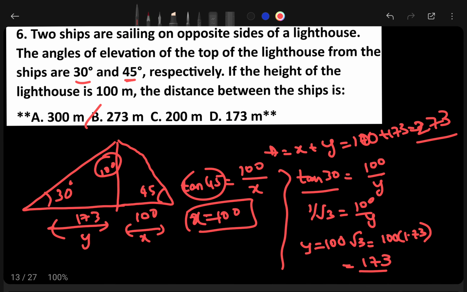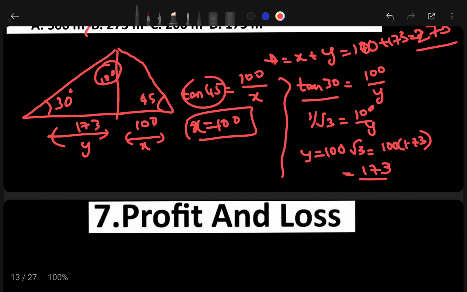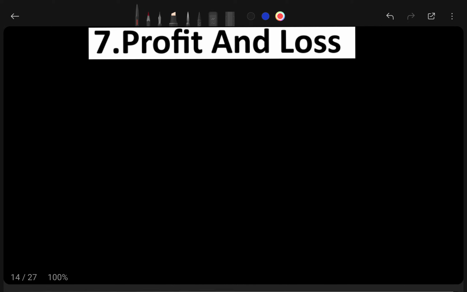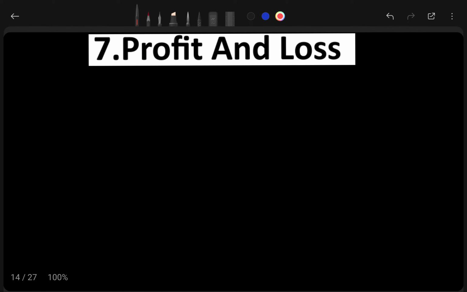Simple. Check it, dude. Okay, now I think we can go for our next concept. Profit and loss. Simple. In profit and loss, there are only two formulas and two concepts.